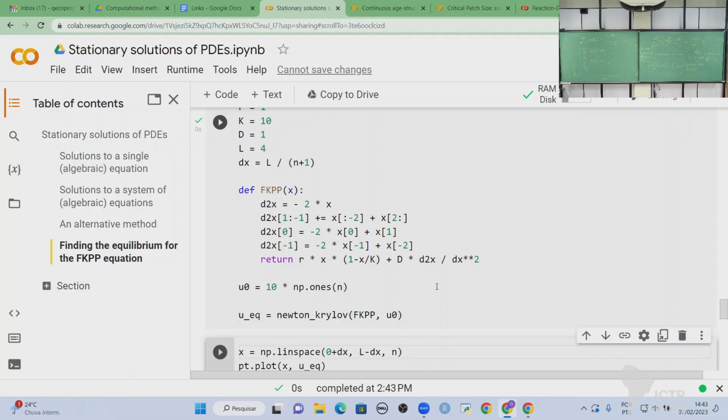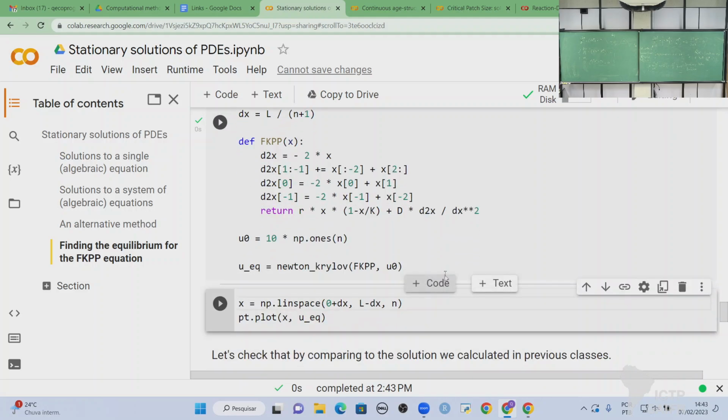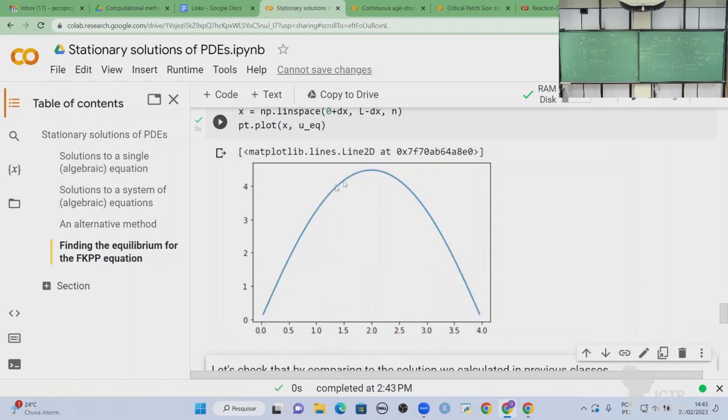Yeah, easy, right? So this is much quicker to run than solving the system in time, okay? And now I have this equilibrium here that I just solved. Instead of printing it, I'm going to plot it over the grid of space, yeah? And this is the solution, okay? Nice.